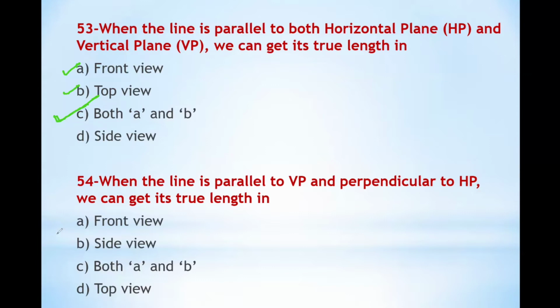Okay, so let us check which options are possible answers. We can get true length in the front view. Front view is correct, because if the line is parallel to the VP, whatever its true length is, we'll get in the front view. Side view is not correct. Both A and B is also not correct. Top view is also not correct, because in the top view we are getting a point. So here option A is correct.